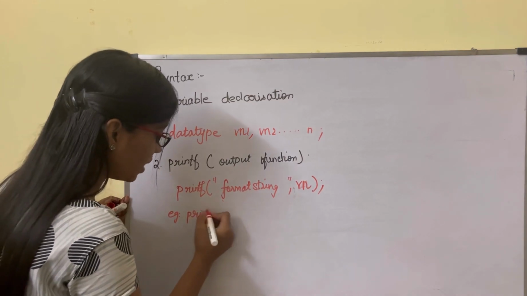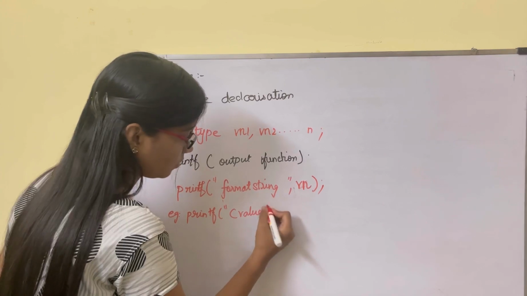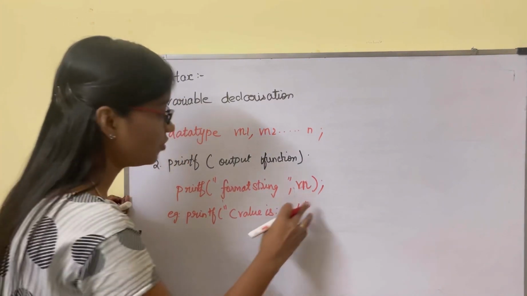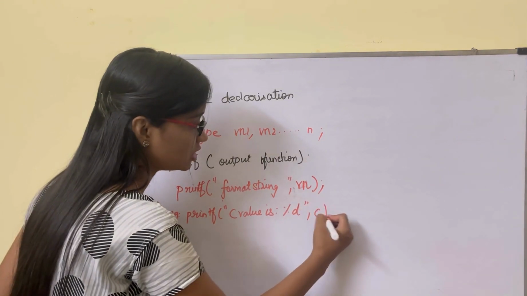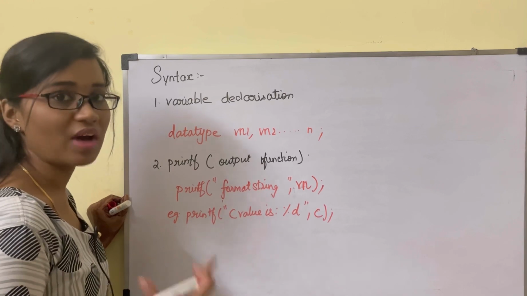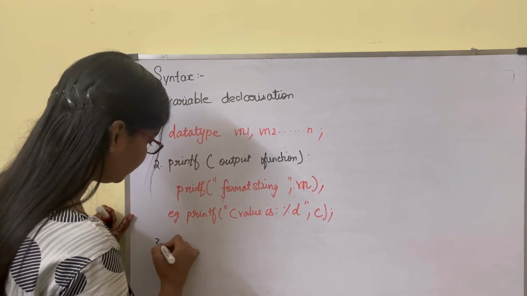Okay, let's see with the example. So I have given in my program like C value is %d, because an integer type value is going to come from which memory space? C memory space. So this is the syntax for printf, to print some values that are stored in the memory space.